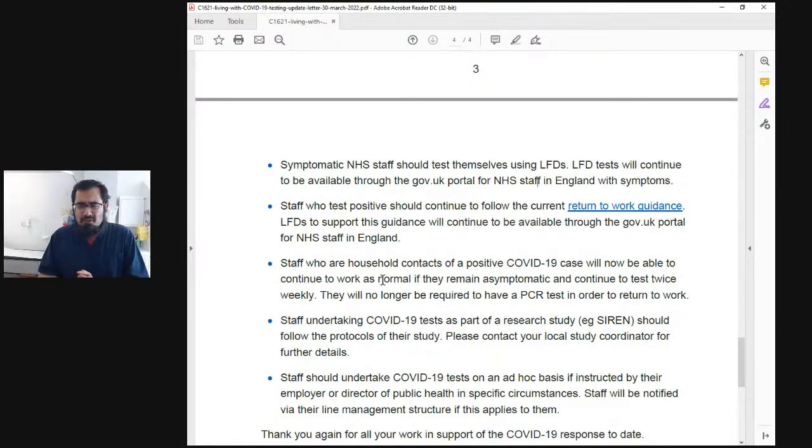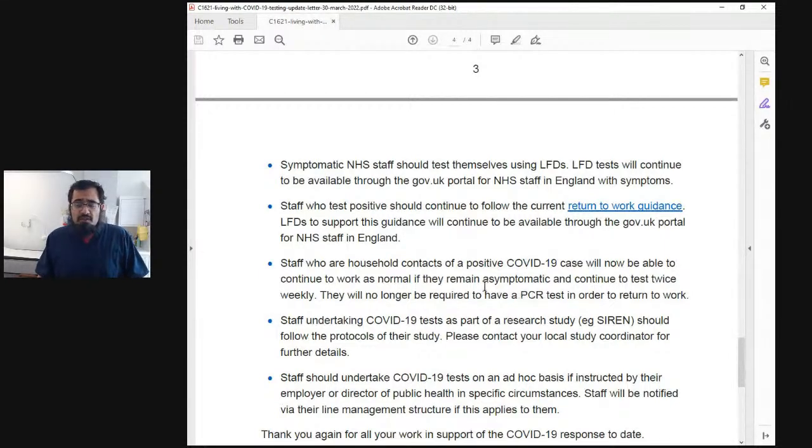I think it was daily, if I remember rightly. Don't hold me to that. But now that is a change. So actually, if somebody else in your home has tested positive for COVID, you can still continue to go to work as long as you still test twice a week and remain asymptomatic.